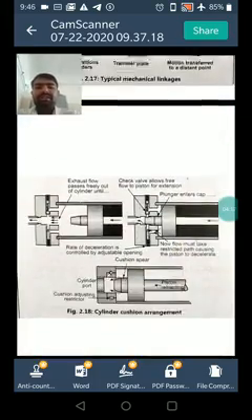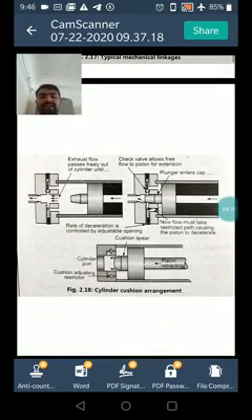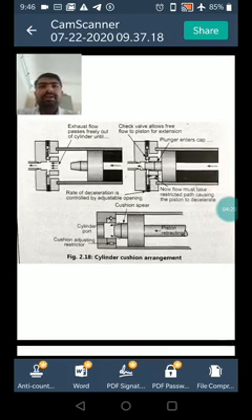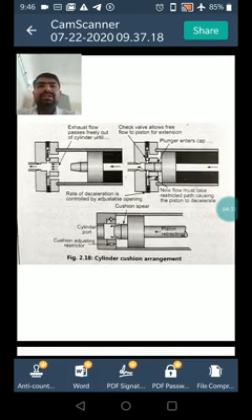Okay, then the next point, cylinder cushioning, a method to achieve piston deceleration towards the end of stroke. Next we see the working. For absorbing the kinetic energy of the load during deceleration, cylinders are fitted with cushioning as shown in the typical diagram. The piston is provided with a spike or spear and the piston rod with a sleeve.